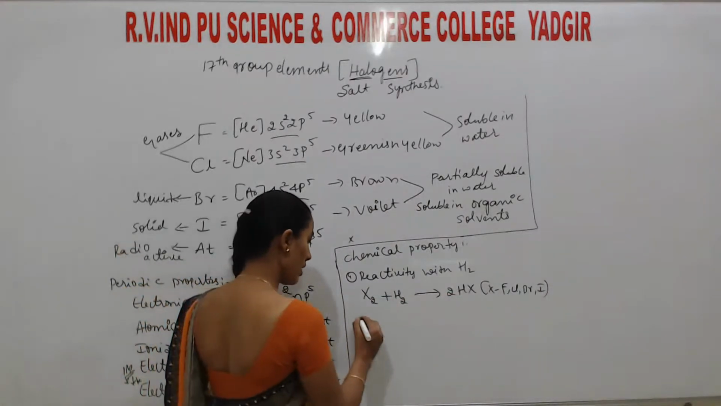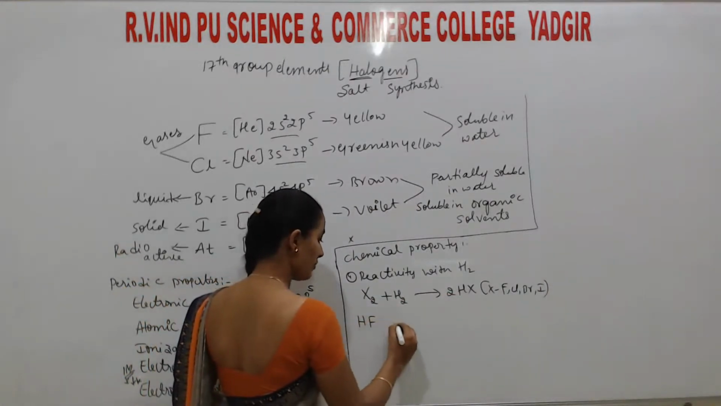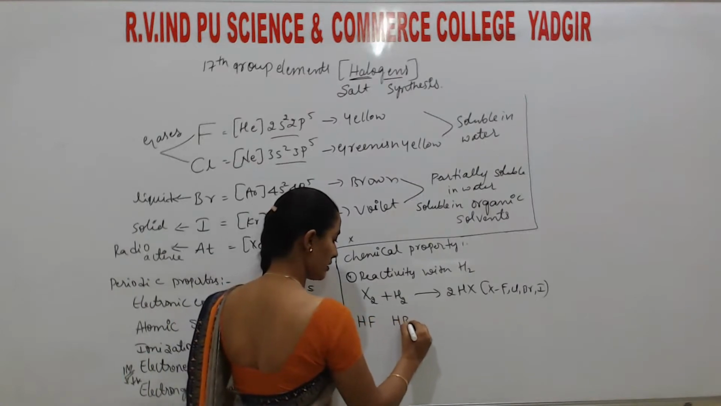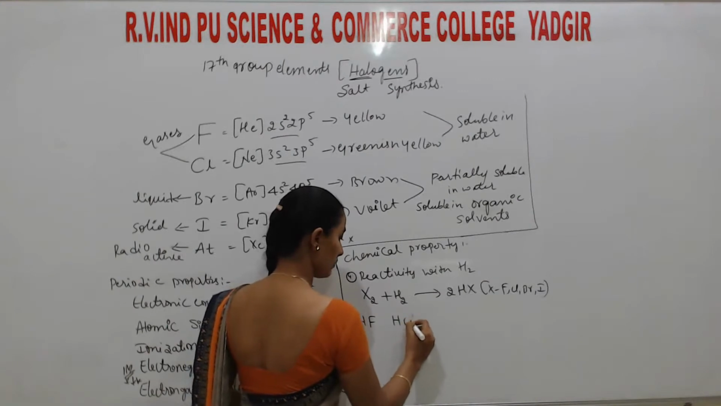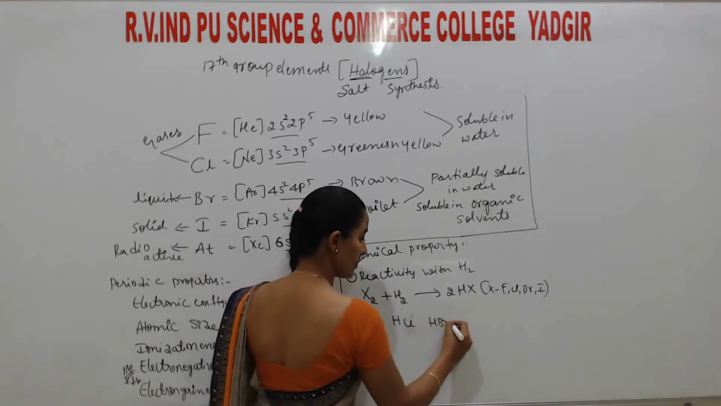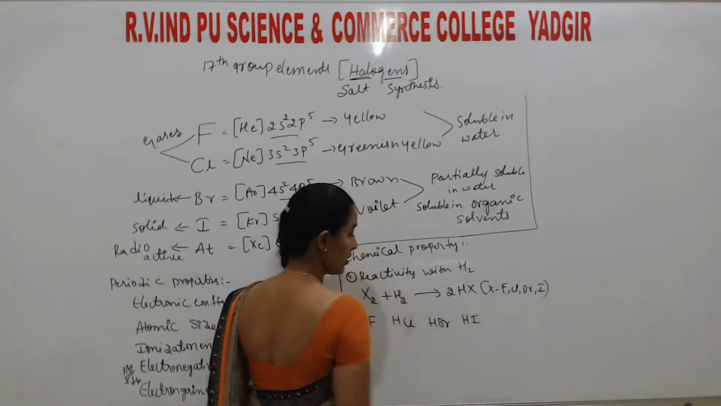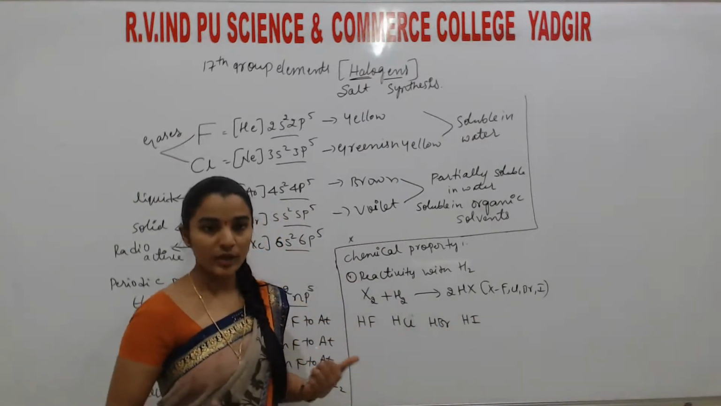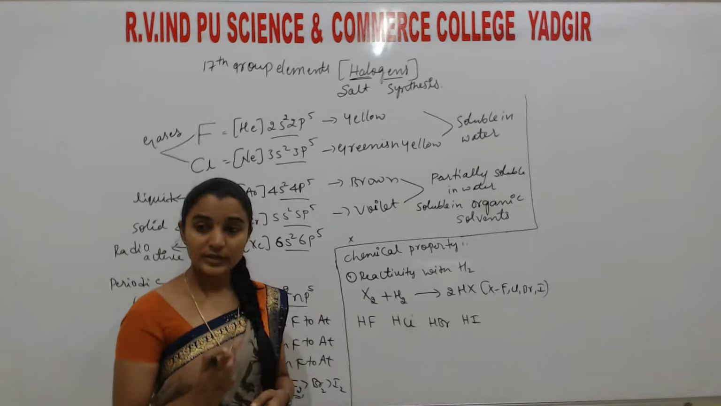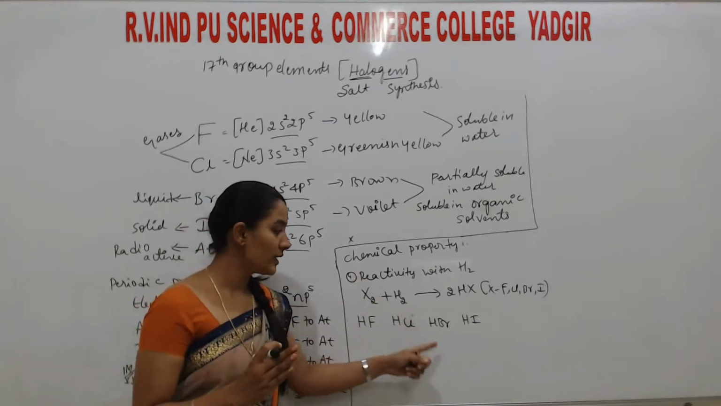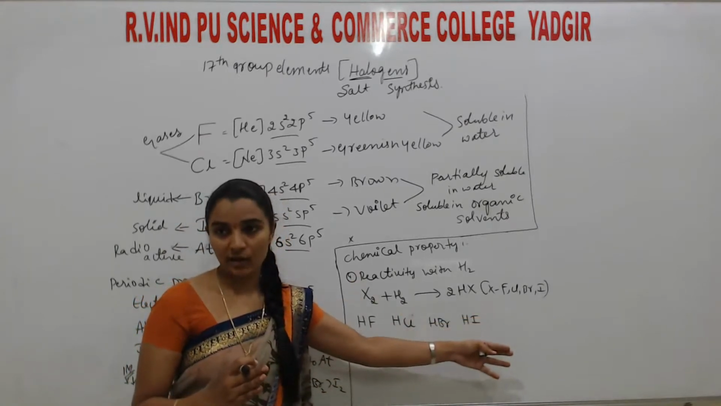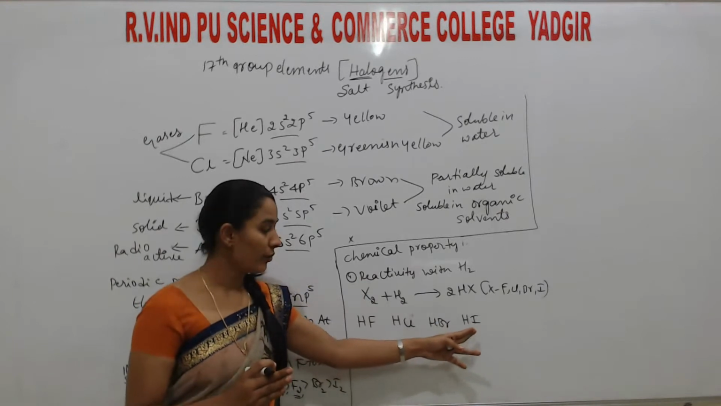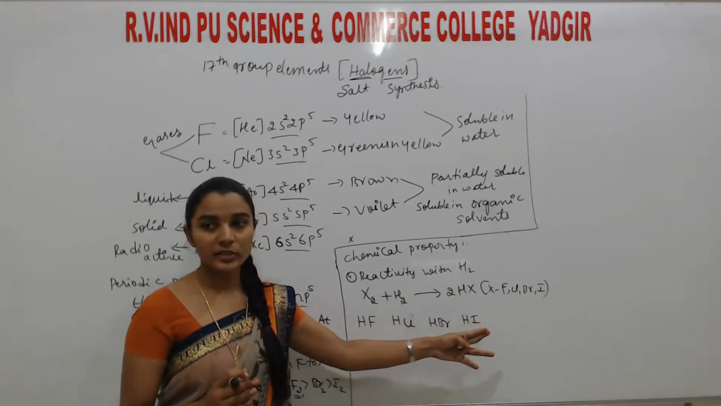Okay? So here the order is HF, HCl, HBr, HI. So students, which one is a strong acid, which one is a weak acid, we have to check. Listen, what does acid mean? One which easily donates H plus ion.